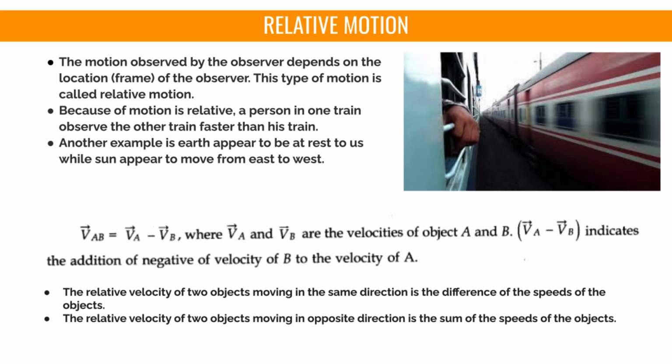Let us now understand relative velocity. The relative velocity of object A with respect to object B is given by velocity of A minus velocity of B. In simple words, relative velocity equals difference between their velocities. If two objects move in the same direction, their relative velocity is the difference of their speeds. If two objects move in opposite directions, their relative velocity is the sum of their speeds. This concept helps us calculate how fast objects appear to move.